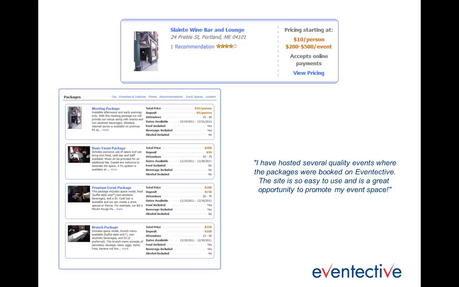Well, I can tell you Slancha Wine Bar and Lounge in the first couple months received 5 bookings as a result of putting the packages and pricing on their listing. And you'll notice, if you take a look at the very top of the screen there, that's their actual listing that shows up on our browse pages. And it shows the prices starting at $10 a person or $200 to $500 an event. Okay, so we have the ability to do pricing at a person level or at an event level.